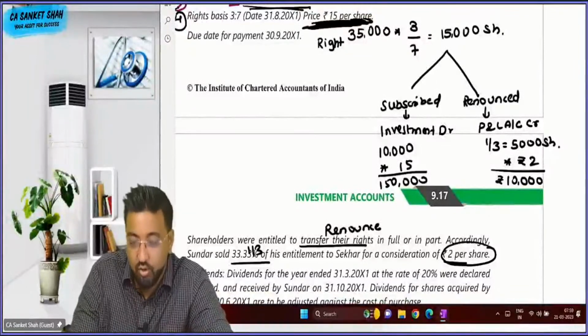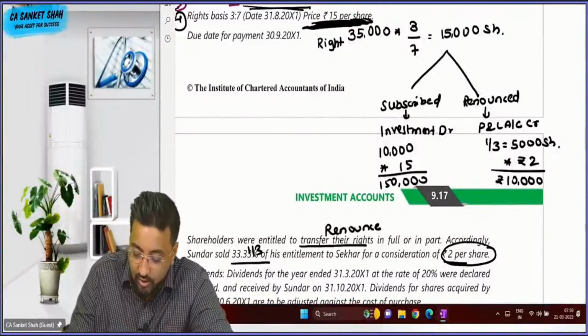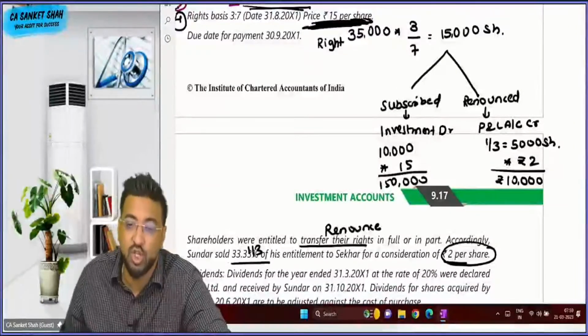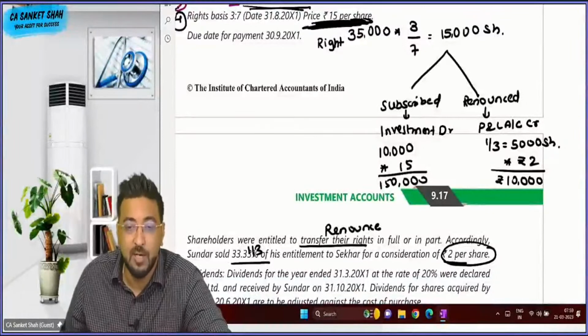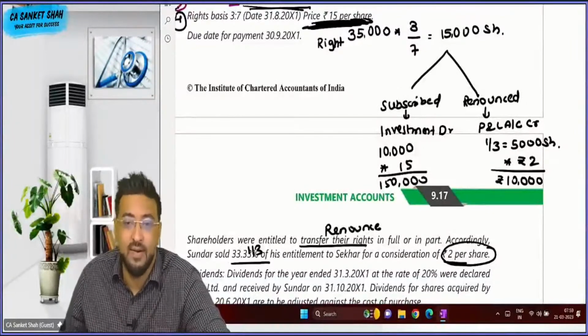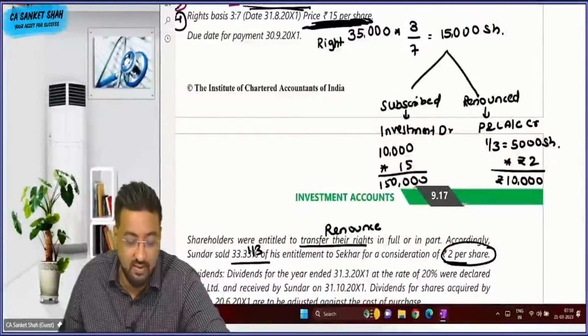Okay, let's write in the comment section. Write down in the comment section what is the treatment of right shares. There are two treatments. First, you have to check whether it is subscribed. If it is subscribed, then investment account is debited, and if it is renounced, then P&L account is credited. Okay, sir. Okay.